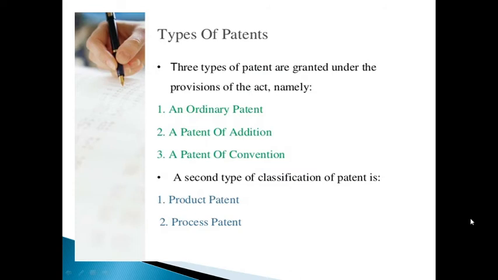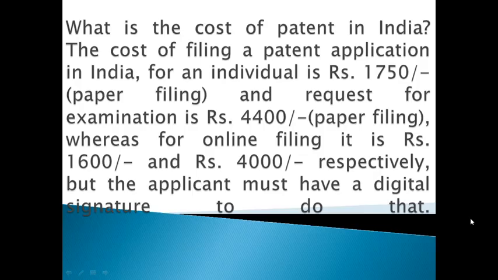Types of patent. There are three types of patents: an ordinary patent, a patent of addition, and a patent of convention. The second type is classified into product patent and process patent. Okay, what is that?